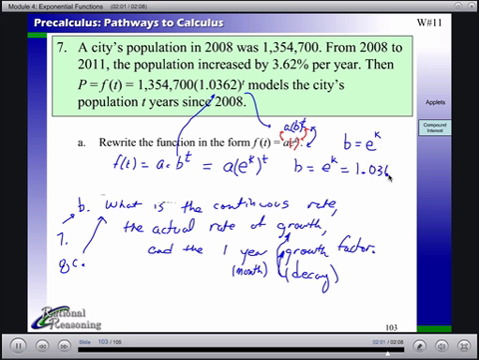1.0362. And from that, we can find what this number k is. If k is an exponent, how do we solve for exponents? This is the exponent of e that gives 1.0362, and that's exactly what logs do. They give us exponents. What's that?